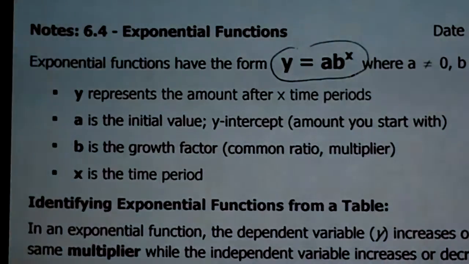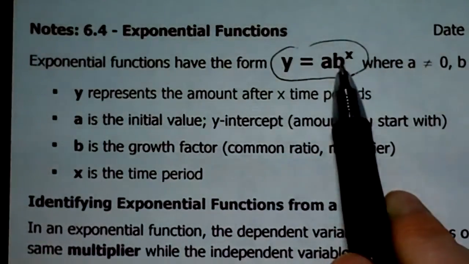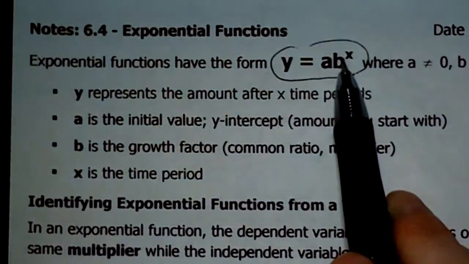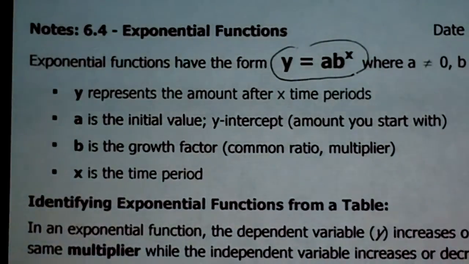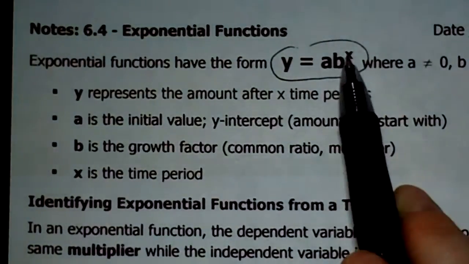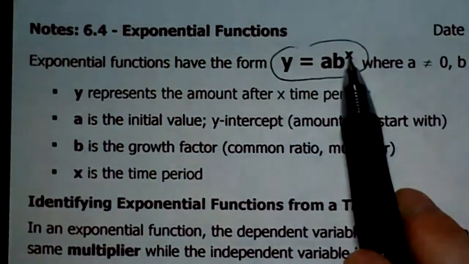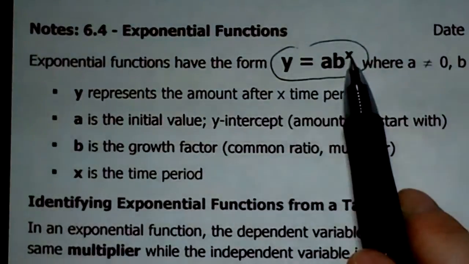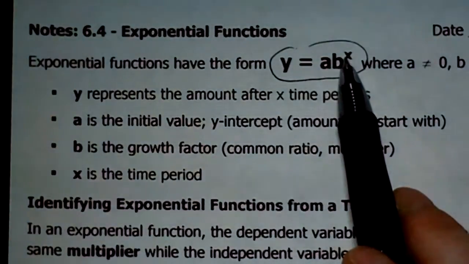I know, exciting. In this, a cannot be 0, because if a were 0, then 0 times anything is 0, right? So y would just be 0, and there would be no exponential growth going on. b also can't be equal to 1, because if you raise 1 to a power, it's always 1, isn't it? That's not going to be exponential growth, it's just 1. b has to be greater than 0, though. So a number greater than 0, but not 1.